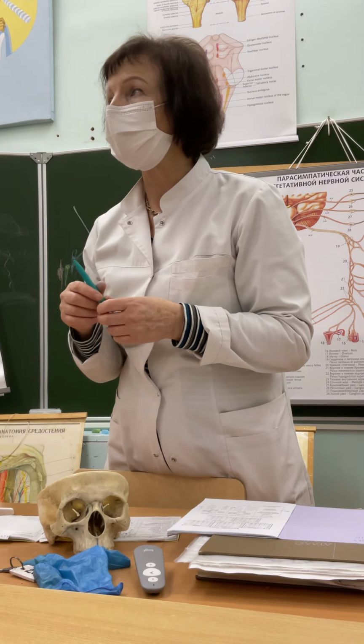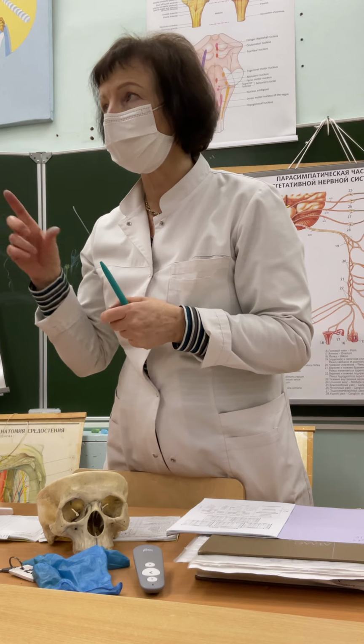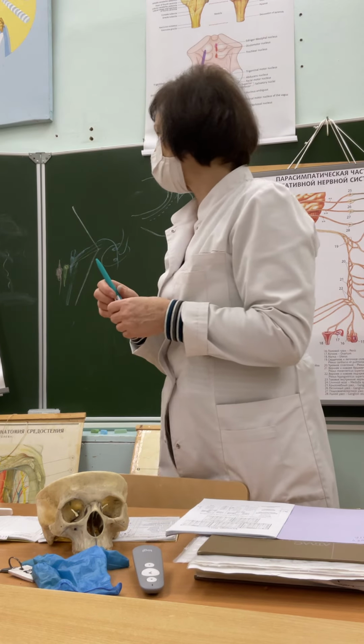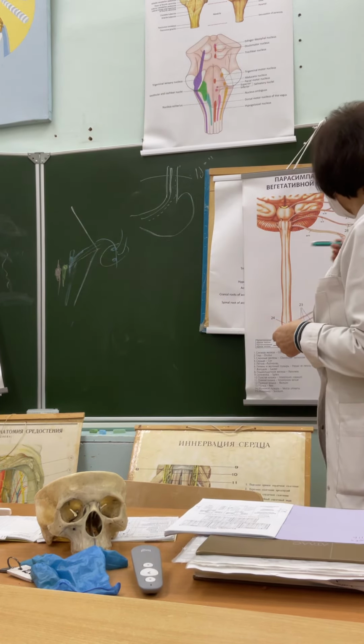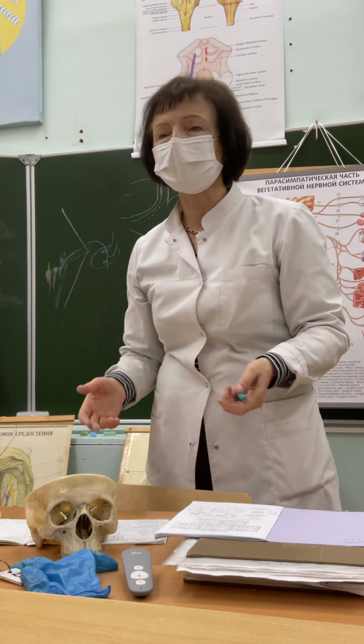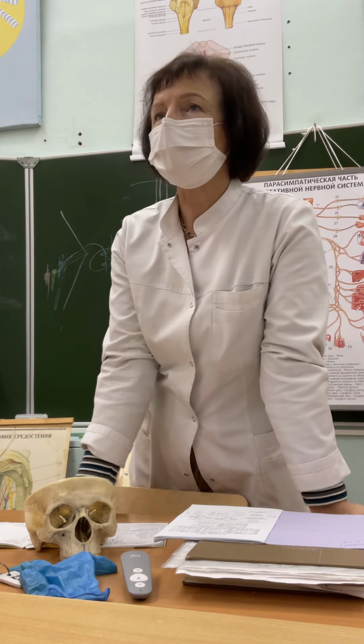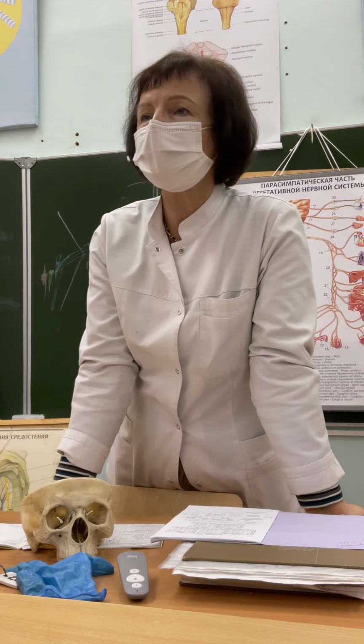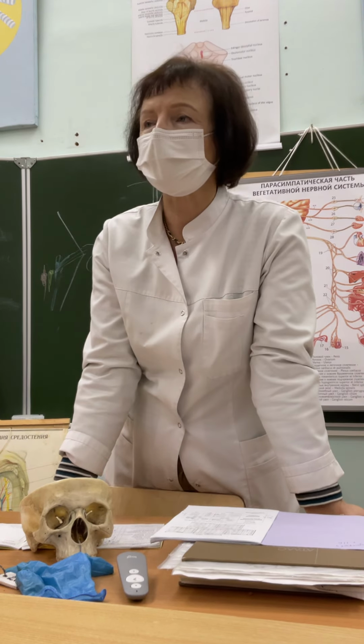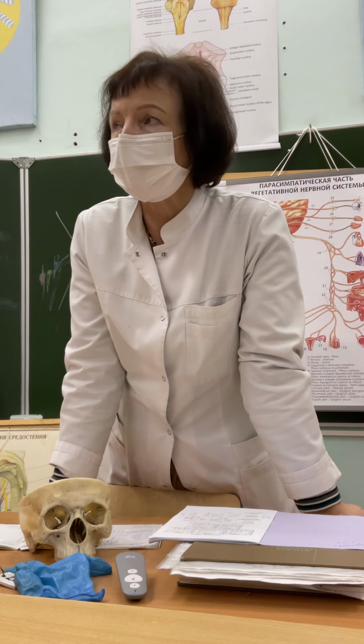Then there are two nerves which run to the cardiac plexus, to the heart: the superior cervical cardiac nerve and the inferior cervical cardiac nerve. They participate in the cardiac plexus. So these are from the neck.